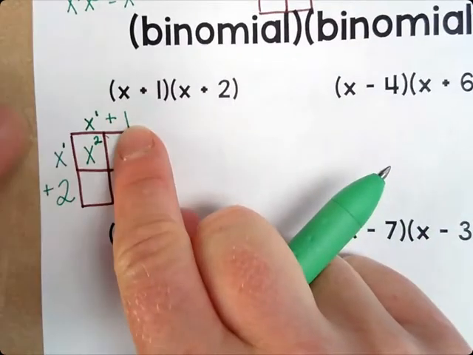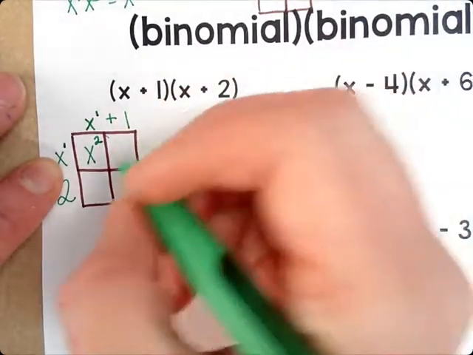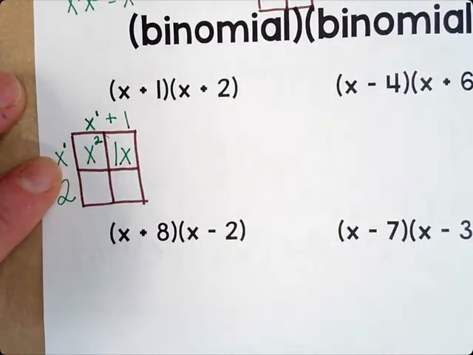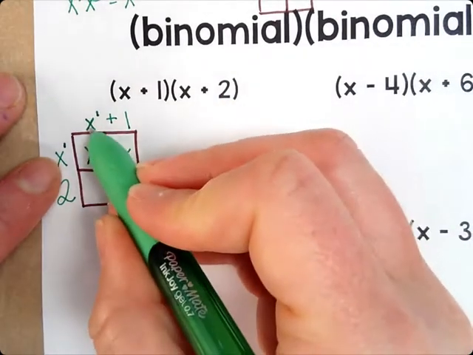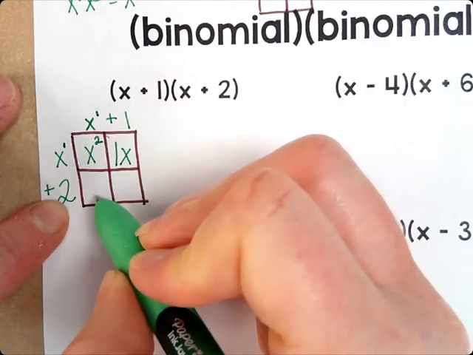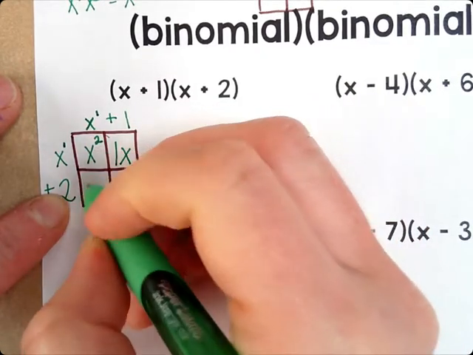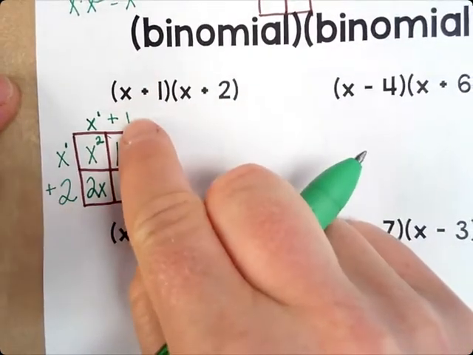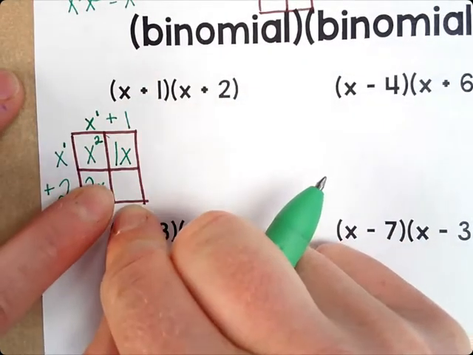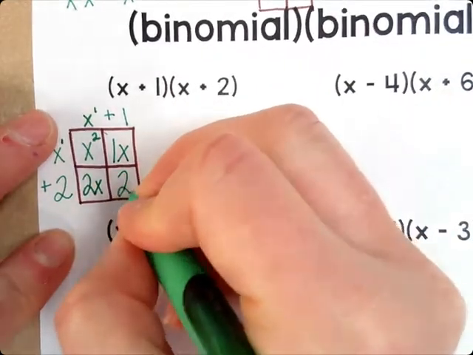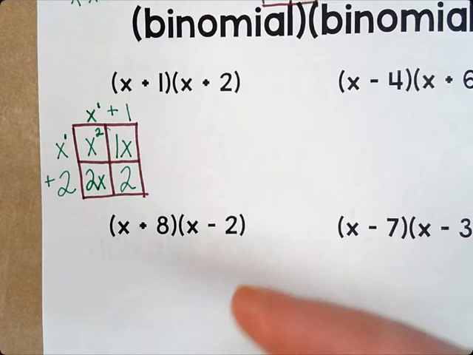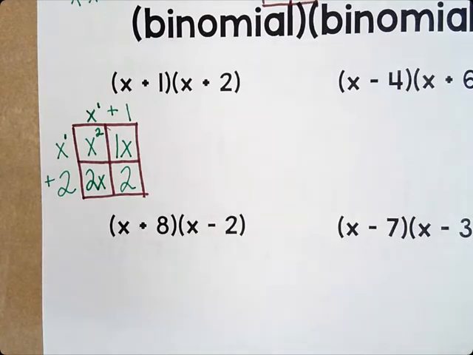And then 1 times x. It's just 1x or just x. X times 2 goes in this box. And then 1 times 2, it's just 2. So that is our solution, but we need to write it in simplest form.